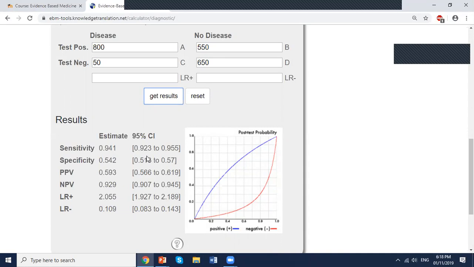So sometimes what happens if we do diagnostic studies is we just say we're looking at 100 people and the prevalence of the condition is 5%.